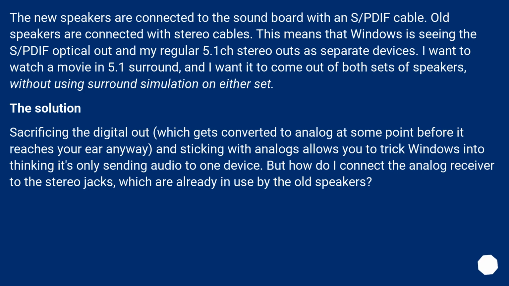The solution? Sacrificing the digital out, which gets converted to analog at some point before it reaches your ear anyway, and sticking with analog allows you to trick Windows into thinking it's only sending audio to one device. But how do I connect the analog receiver to the stereo jacks, which are already in use by the old speakers?